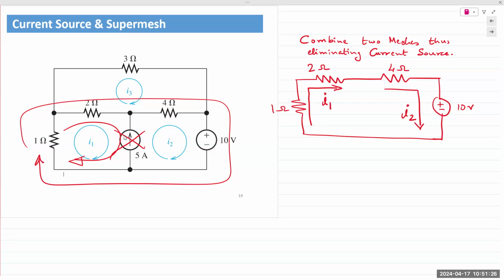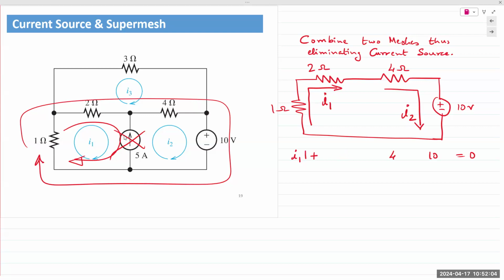So here, if I just look at the combined meshes, I have 4 components, right? I have the 1 ohm resistor, the 2 ohm resistor, the 4 ohm resistor, and the 10 volt source. That should come out to be 0. What is the current flowing through the 1 ohm resistor? It's just I1. How about the 2 ohm resistor? It's also I1, but look at the top.